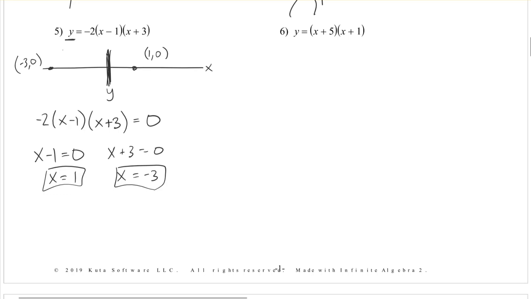So what does that tell us then? What I'd also like us to do is just be able to tell that by looking at the equation and say, hey, it says negative 1 here, so we know we're going to cross at the opposite of that. And it says positive 3 here, so we know we're going to cross at the opposite of that.